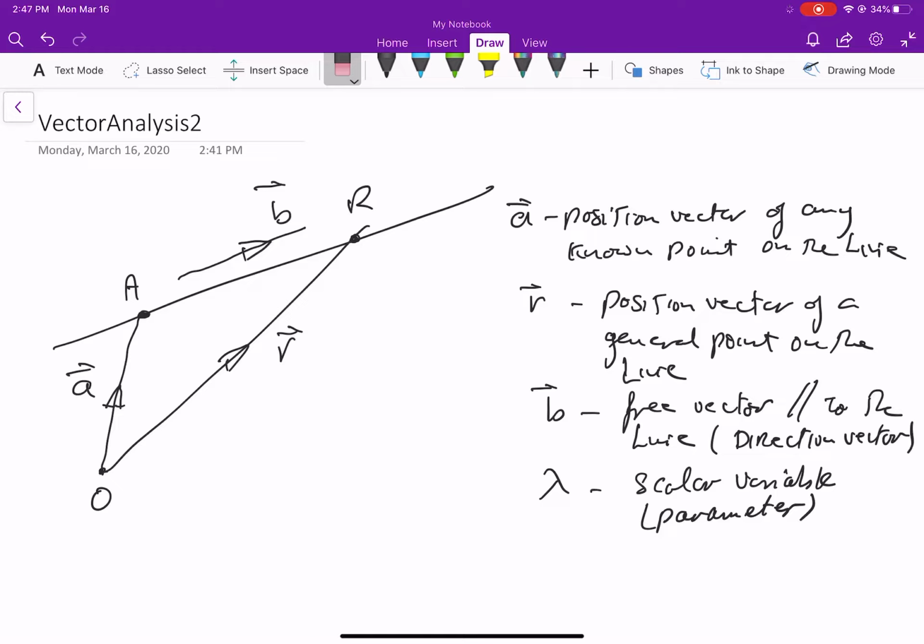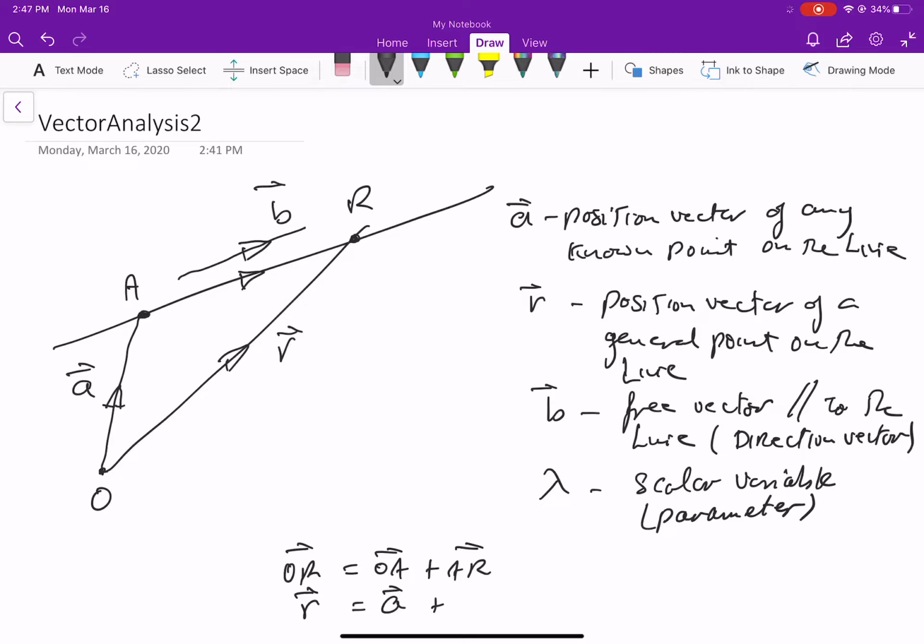I need to get to some general point on the line, starting from the origin. Starting from the origin, I need to get from O to R. An alternative route would be to go from O to A, the known point, and then from A to R. From O to R would be little r. O to A would be little a. From A to R is the vector AR, and that vector AR is parallel to this free vector that I have parallel to the line.